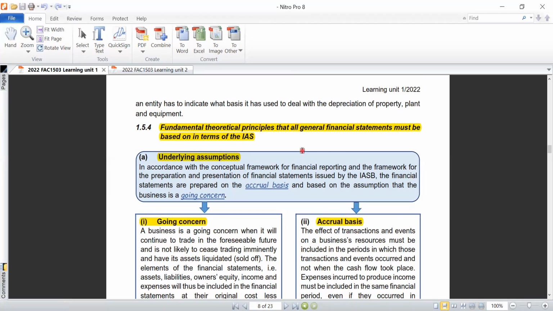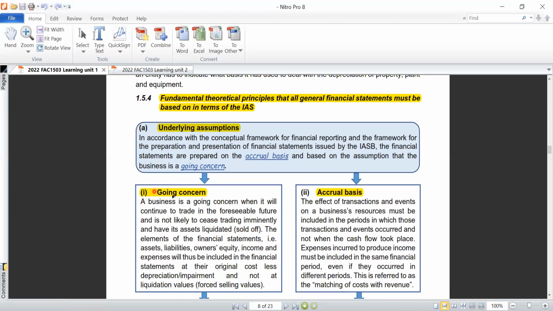Now, when you're talking of going concern, you're simply dealing with the expectation that an organization would continue to exist or continue to operate in the foreseeable future. That's what going concern is all about. It's about determining whether the organization would continue to exist in the foreseeable future.